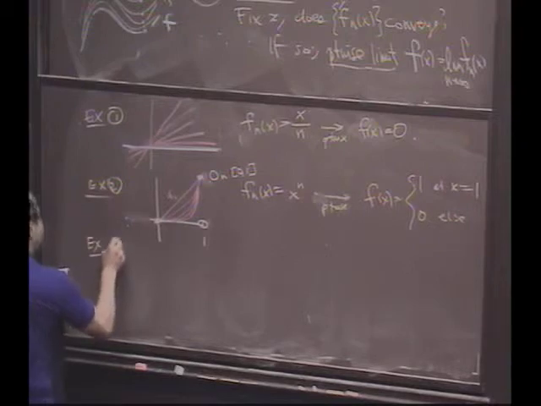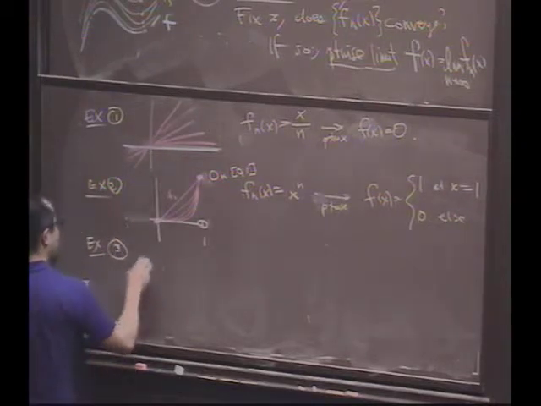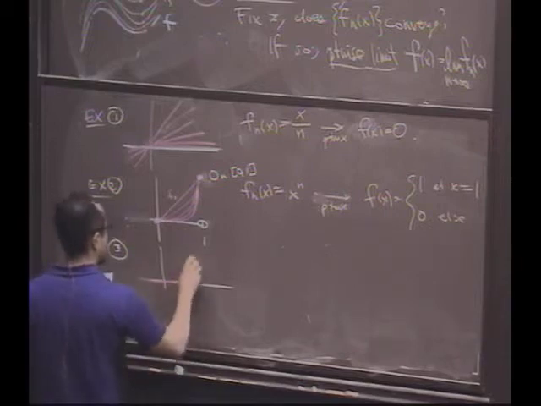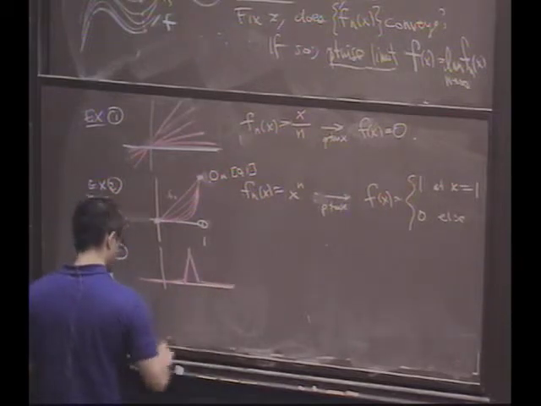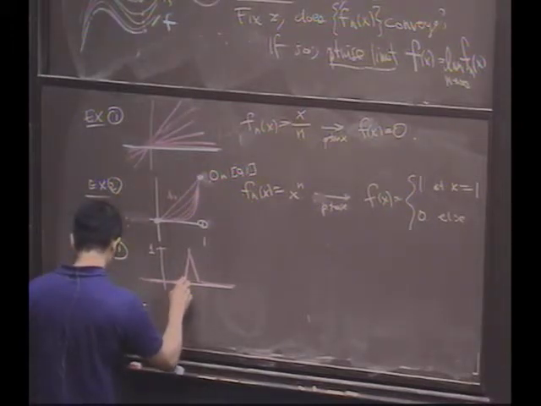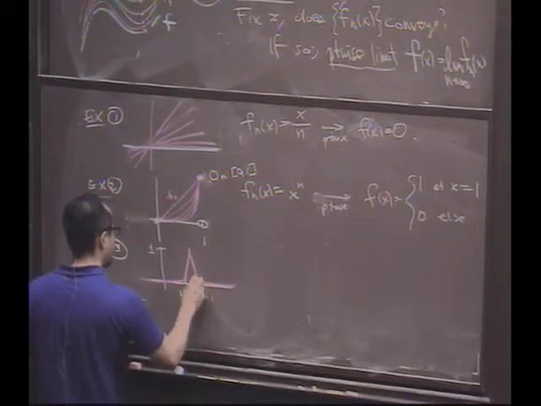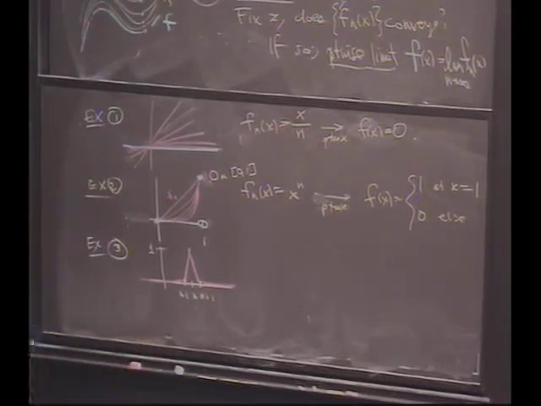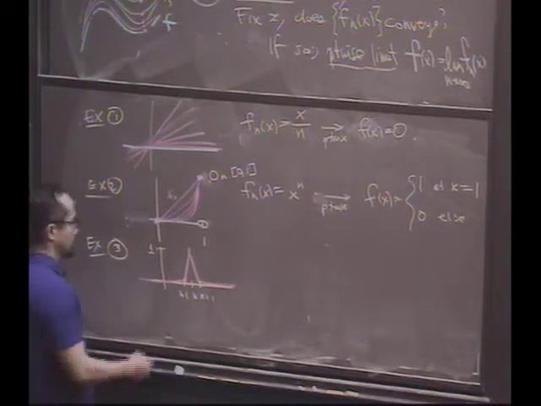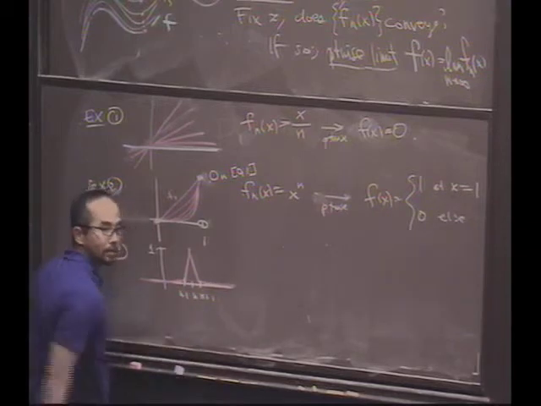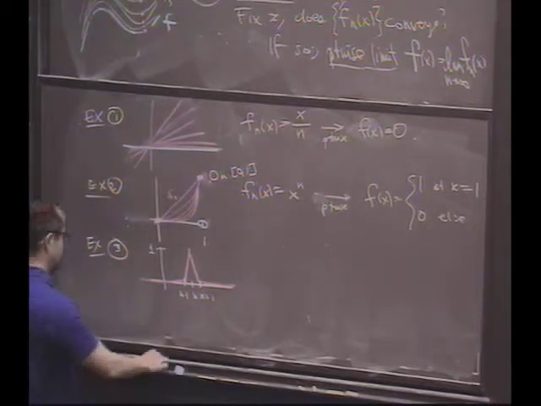Let's look at another example. How about example 3? What if I have this function? This is the function that has got a spike. The spike is at height 1, and it's supported on n minus 1 to n plus 1. So the spike is at n, and it lives between the next two integers. So f1 is over here, f2 is over here, f3 is over here, f4 is over here, etc.